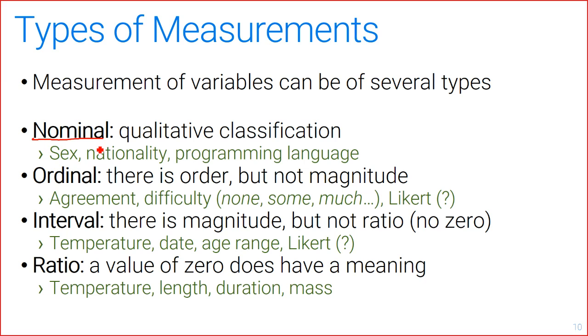Think about the nationality, who or where are you from, which country, programming language. Those are just categories. There's no order between them. So one country is not coming before or after another country. Same with programming languages. There's no magnitude, no difference between them that you can quantify.